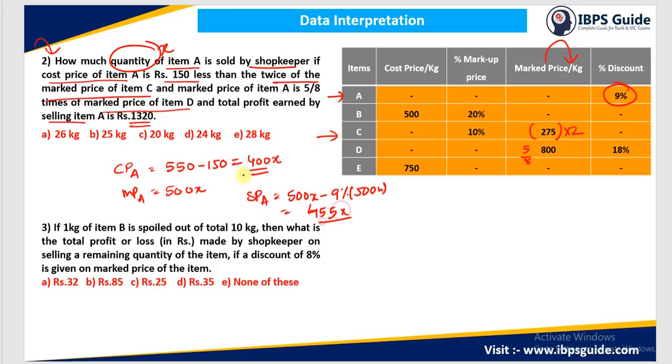Okay. Right. Now I can say that the profit is what? This is your CP and this is your SP. So profit will be what? 55x. 55x is given as 1320. Right. Okay. So if I cancel this by 5, this will become 11.